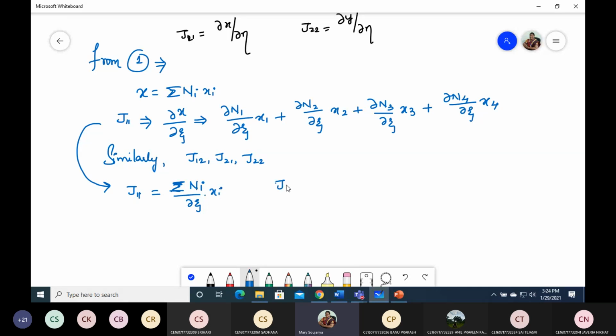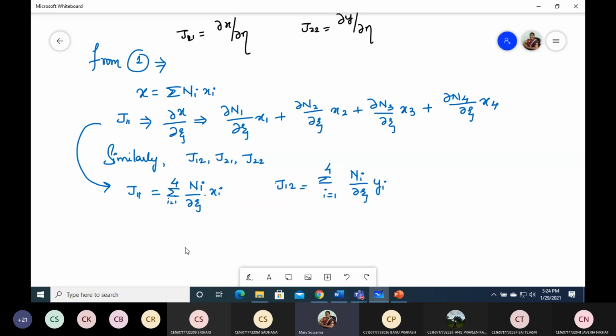So what will be J12? Now because we are talking only about the quadrilateral element we have taken, we can write this as summation of i equal to 1 to 4 of dou Ni by dou xi into yi. Is it not?